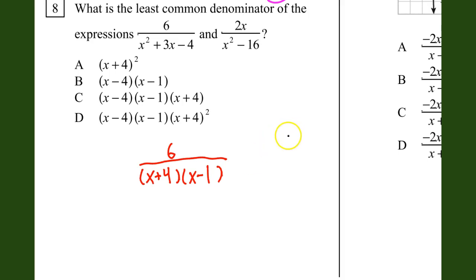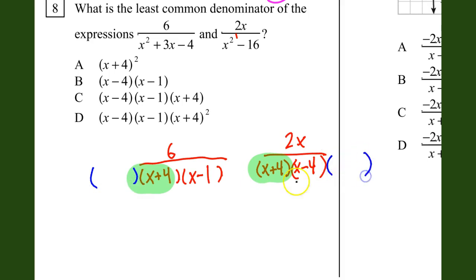And then over here we'll have, let's see, factor x squared minus 16, which is simply x plus 4 and x minus 4. So let's see what they have in common here. They have this in common. So in order to get an LCM, or least common denominator, LCD here, we'll need to put on each fraction what the other one is missing. So for instance, this fraction does not have an x minus 4. And this one does not have an x minus 1. So now you can see that they're all in common, so this would be our LCD, which is choice C, right there.